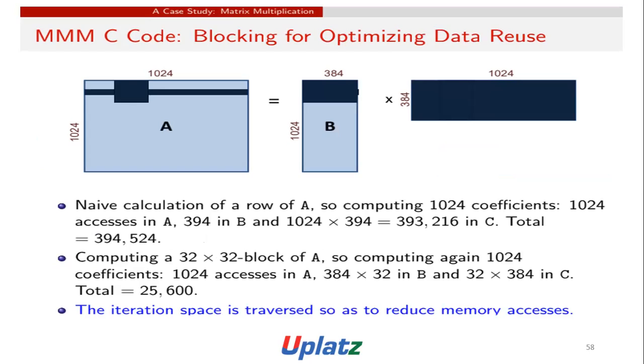Blocking for optimizing data reuse. Calculation of one element of A: computing 1000 quotient, 1000 accesses in A, 1000 in B, and 1000 by 1000 in C, total 1,000,524. Computing a 32 by 32 block of A: again 1000 quotient, 1000 accesses in A, 32 by 32 in B, and 32 by 32 in C, total 25,600. The iteration space is traversed so as to reduce memory accesses.